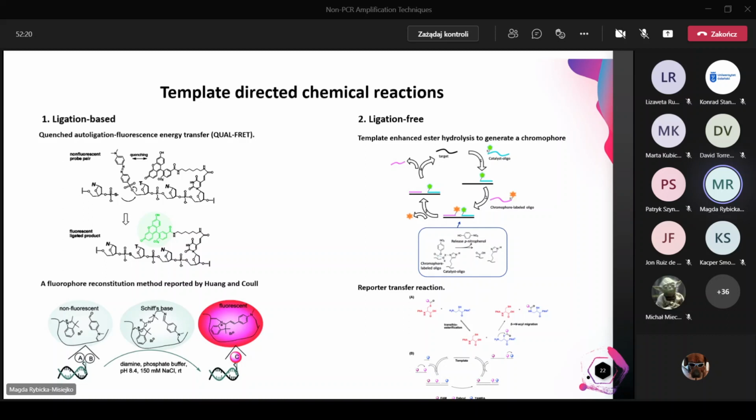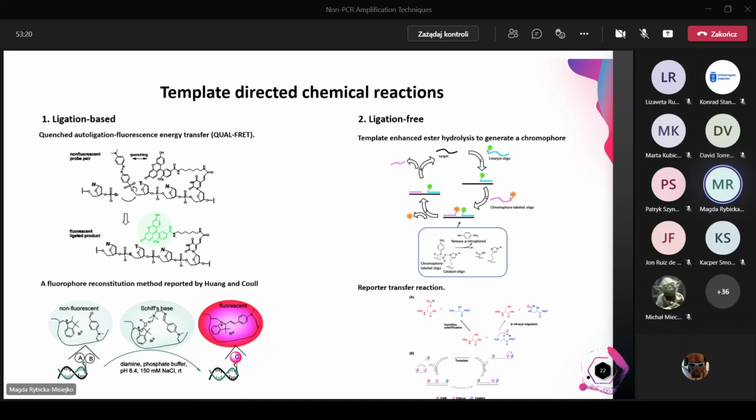So therefore, some efforts have been aimed at developing non-enzymatic reactions, and many types of DNA template catalyzed reactions for detection purposes have emerged in the last 20 years. These approaches are divided into two types: chemical ligation-based methods and ligation-free detection. Quenched autoligation, fluorescence energy transfer, and fluorophore reconstitution are two classic examples of the detection of nucleic acids using ligation-based methods, whereas template-assisted fluorophore generation and reporter transfer reaction represent ligation-free methods.